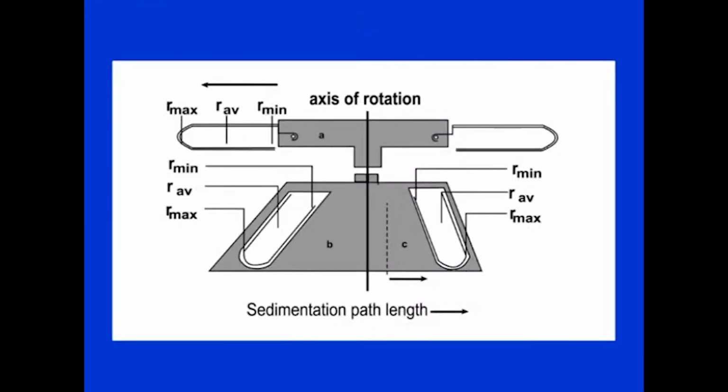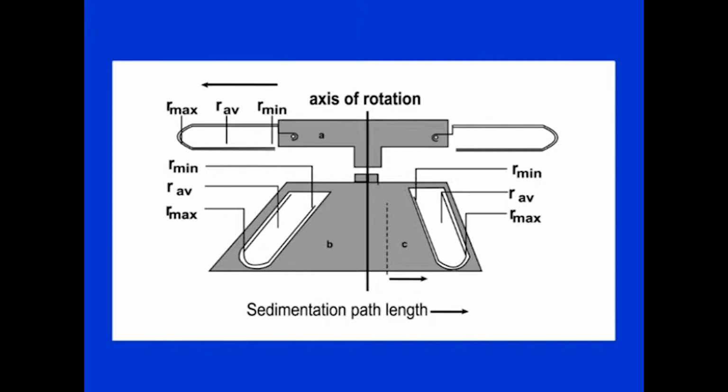Now, if you can see here, this is very clear. This is the axis of rotation, and this is for the swinging bucket rotor. You can see that the particle will be here, as it is mixed in solution. Then there will be different centrifugal force at R minimum, R average and R maximum. So, many times when you want to calculate the centrifugal field for a particular sample, you can take R average or R effective.